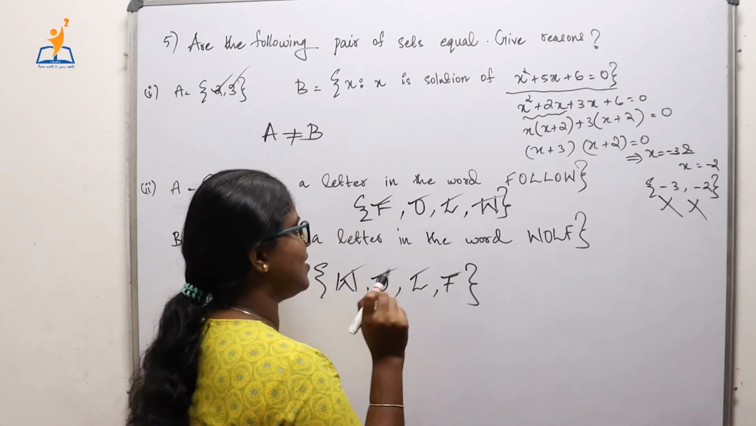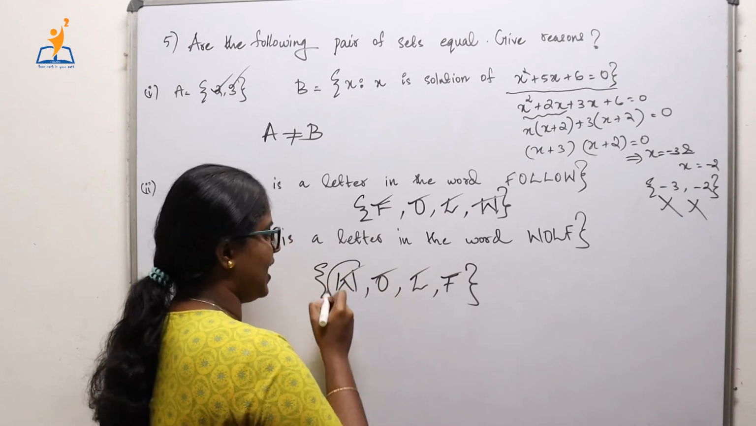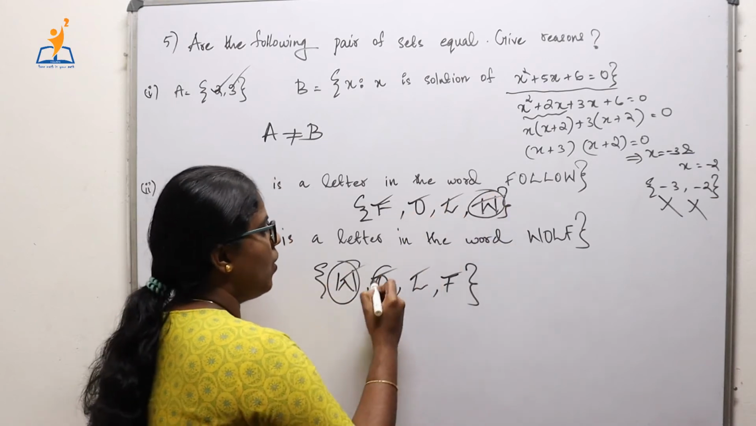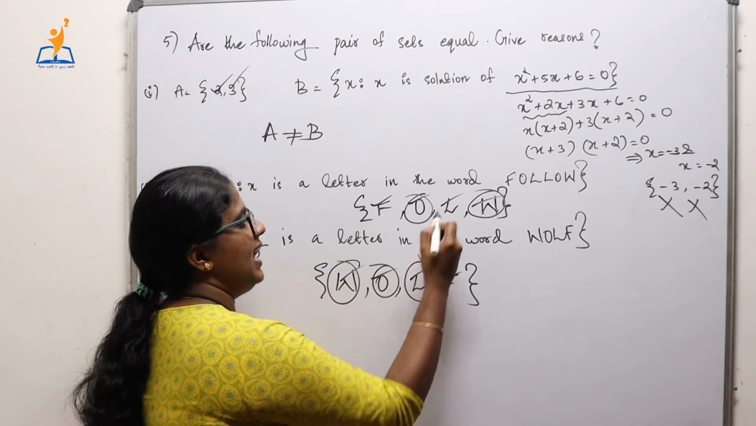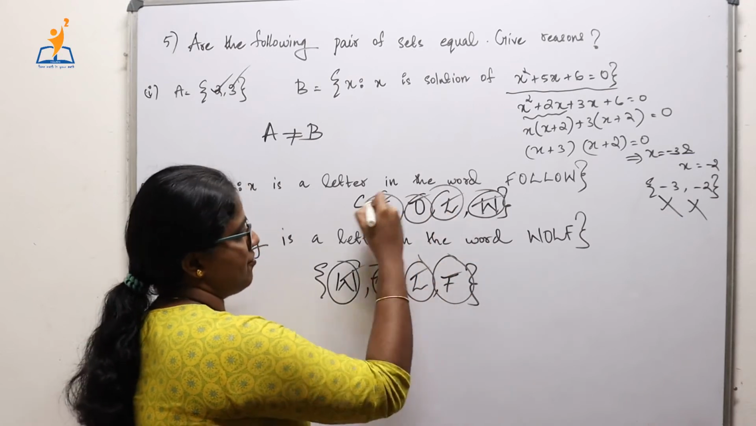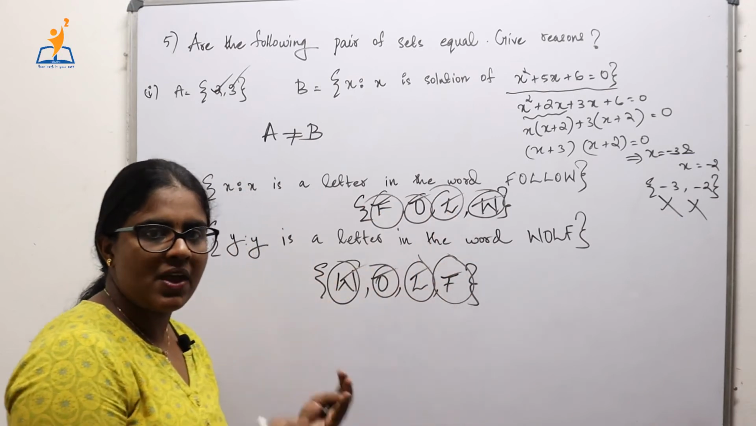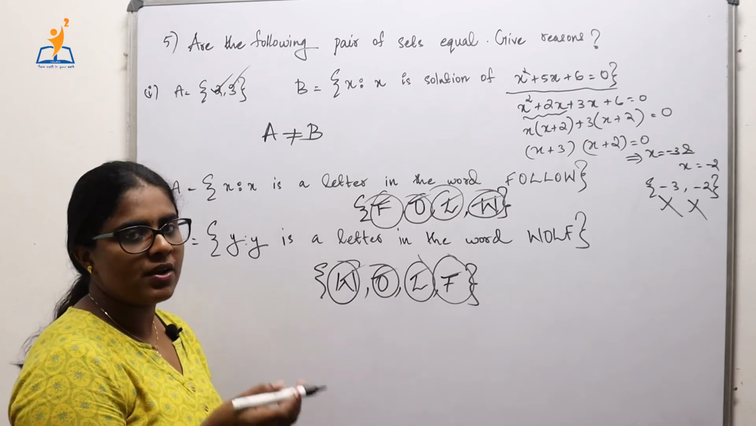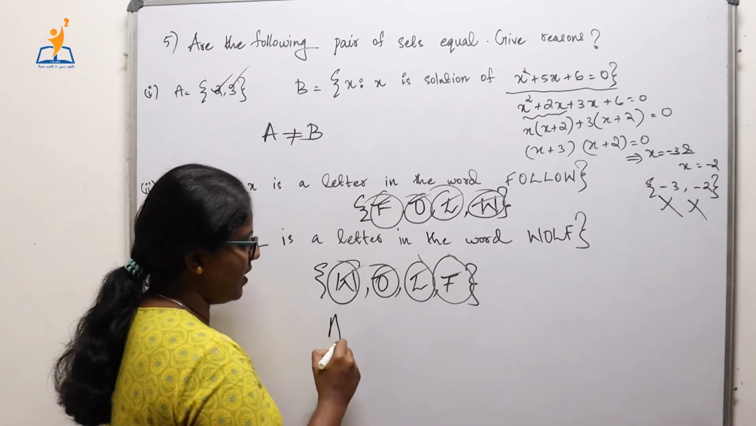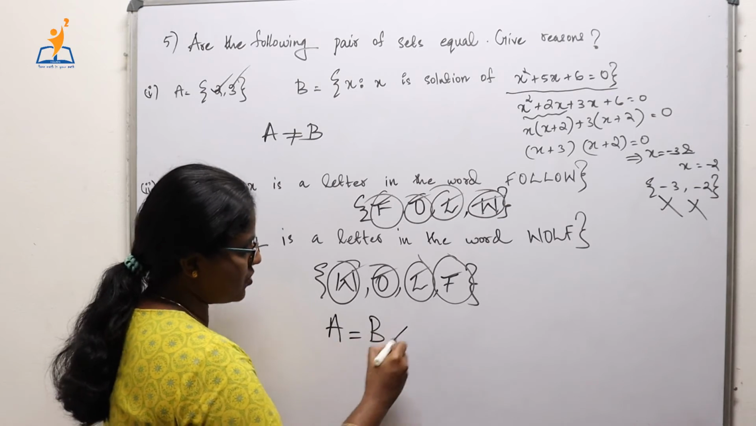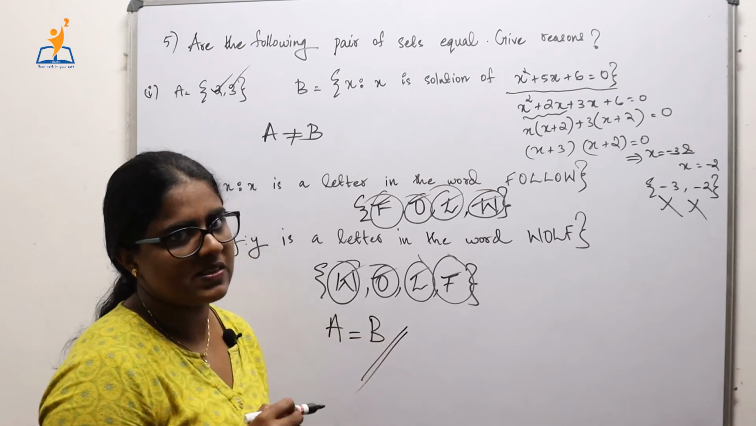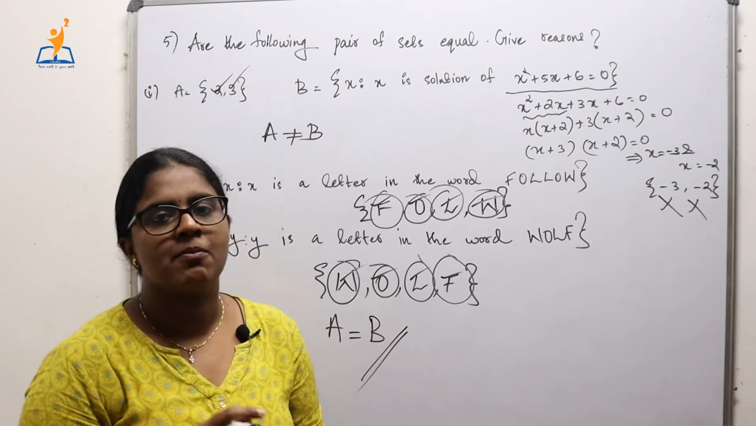Now let's check whether every element of B is in A. W, W, O, O, L, F, F. So every element of A is in B and every element of B is in A. So we can say that A equal to B in this case. That is the end of question number 5.